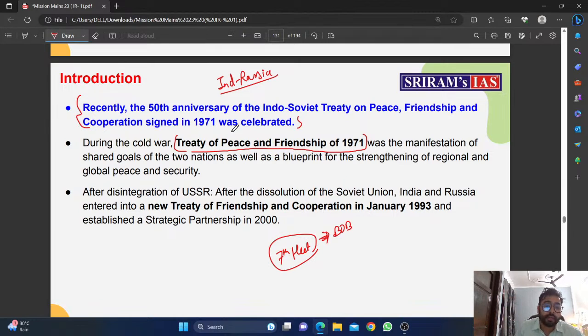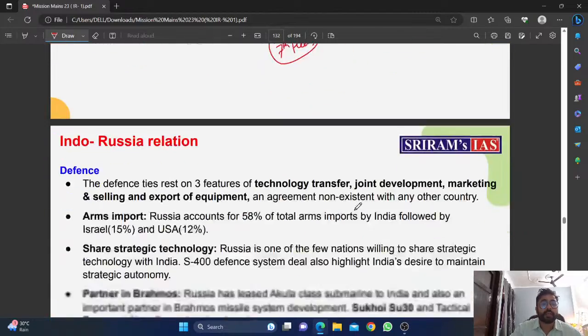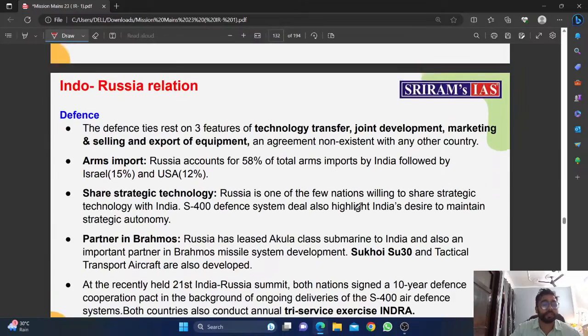So this treaty very recently, in 21, has completed 50 years. It is a 50-year-old treaty. So imagine how these things have evolved. Then when USSR disintegrated, a new treaty was signed, named the new Treaty of Friendship and Cooperation, in January 1993. So you can quote both these treaties whenever you are introducing the India-Russia relationship in your answers.